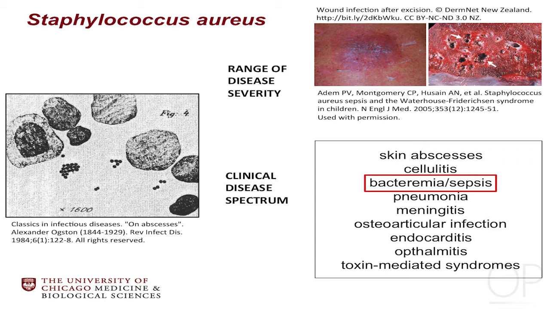And what I find to be particularly interesting about this pathogen is that it causes a wide range of disease severity, shown on the top right, from minor skin and soft tissue infection to life-threatening deep-seated infection. And secondly, the organism causes a very wide clinical disease spectrum. Essentially, this is a pathogen that can infect any tissue in the human body, causing skin abscesses, pneumonia, meningitis, bony infections, as well as a number of toxin-mediated syndromes, and includes infection that we're particularly focused on today, which is bacteremia and sepsis.